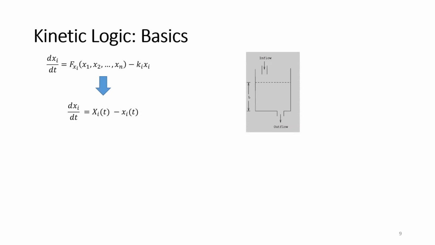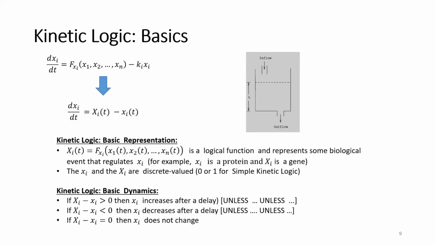This is very similar, for those of you who've seen it before, to a kind of bathtub model where there's an inflow, which is the capital X part of it, and there's an outflow, which depends on, say, the level of the bathtub, which is the xi, and the rate of change of the level in the tub depends on the difference between the in and the out. Now, in kinetic logic, the basic representation is to identify this capital Xi, which is a function of all the other values of variables in the system. It's a logical function.